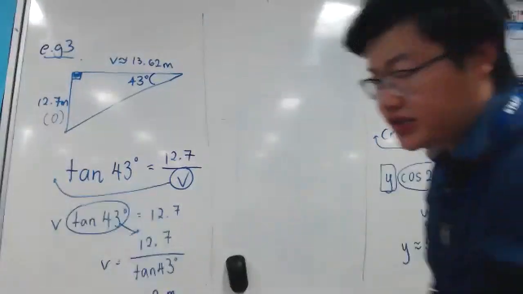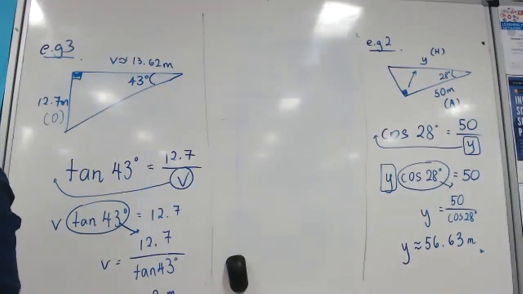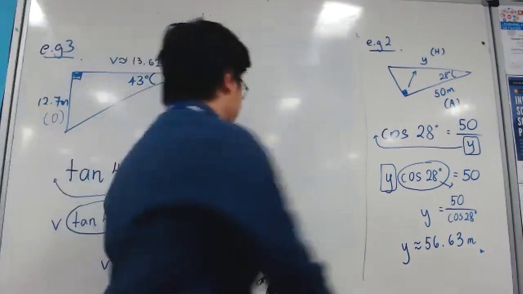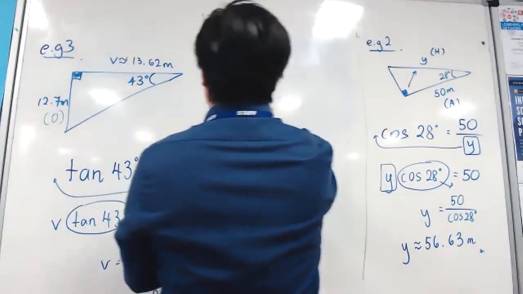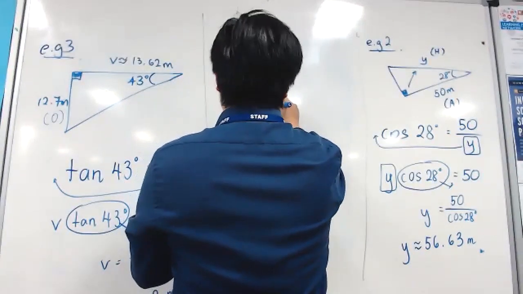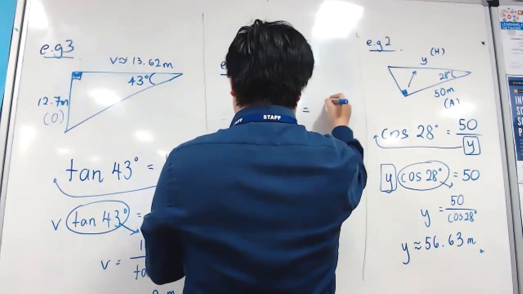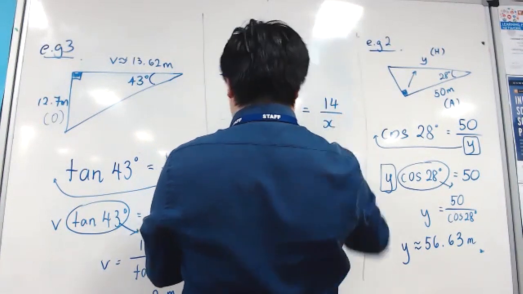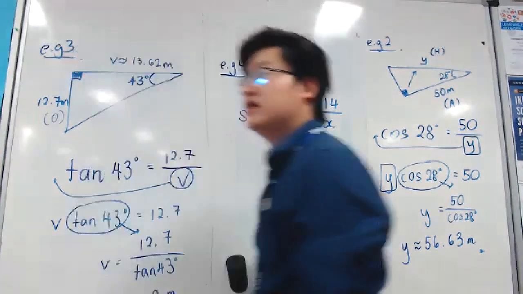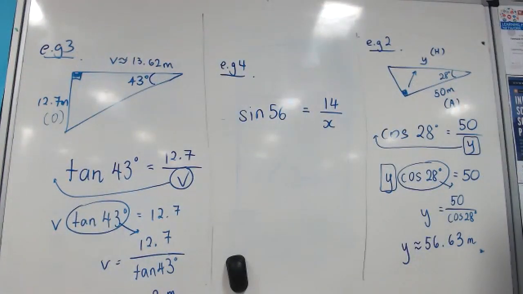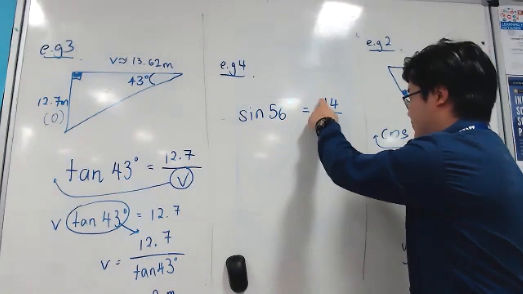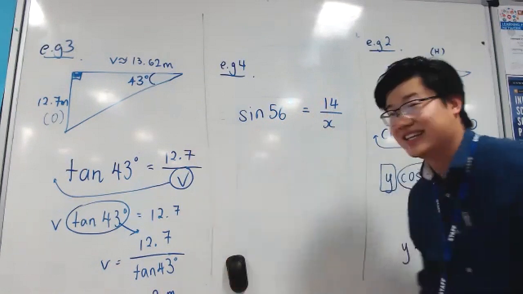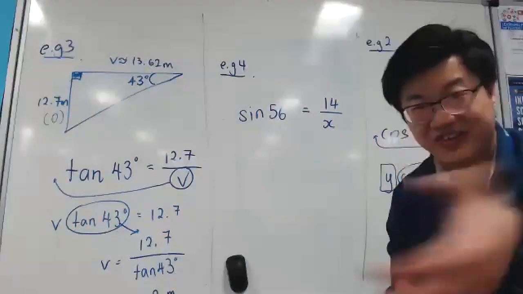All right, so let's move on to the next example. Example 4. Now we've got sine 56 degrees equals 14 over x. This one looks kind of similar, yep, but now it's the other way around. I tell you sine 56 degrees equals 14 over x, and you're going to draw a triangle for me, the other way around.